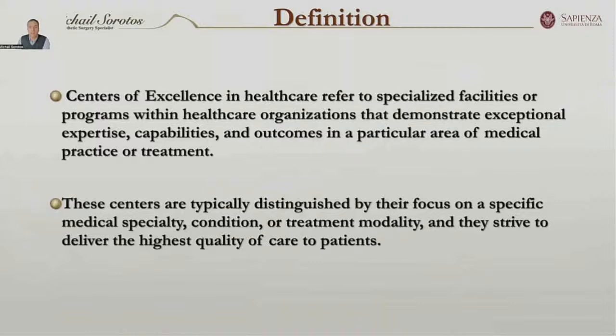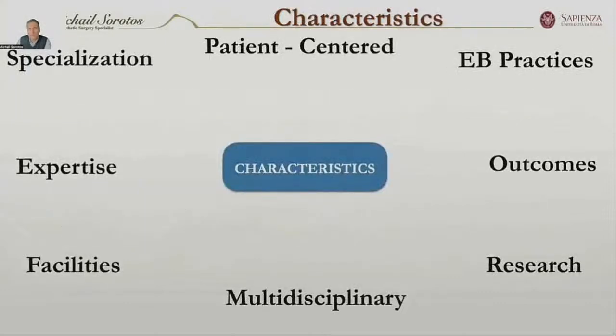A Center of Excellence in healthcare refers to a specialized facility or program within healthcare organizations that demonstrates exceptional expertise, capabilities and outcomes in a particular area of medical practice or treatment. These centers are typically distinguished by their focus on a specific specialty, or like in our case, on a specific pathology like BIA-ALCL. What are the characteristics of such a center of excellence?